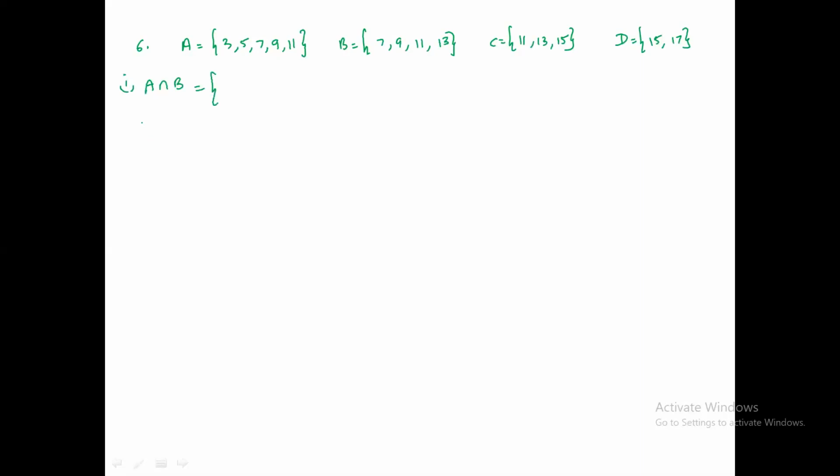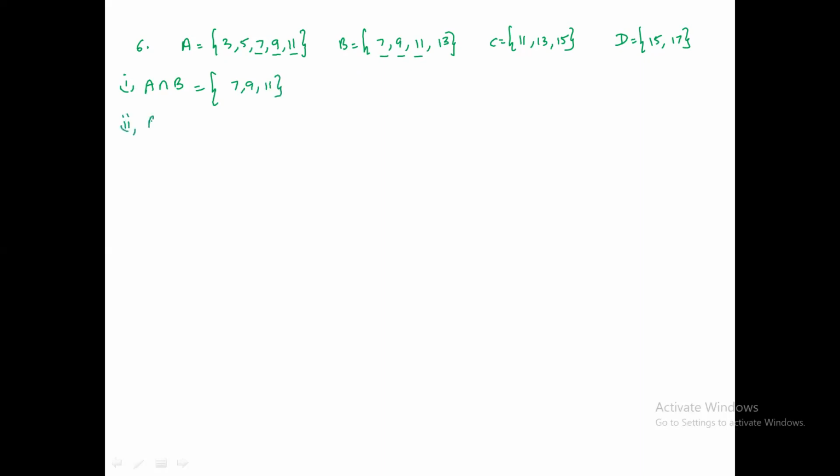Now let's go to question number 6. A is having 3, 5, 7, 9 and not 10 but 11. 3, 5, 7, 9 and 11. B is having 7, 9, 11, 13. C is having 11, 13, 15. And finally, D is having 15, 17. First, you have to find A intersection B. Common in A and B. 7 is common, 9 is common, 11. 7, 9 and 11.